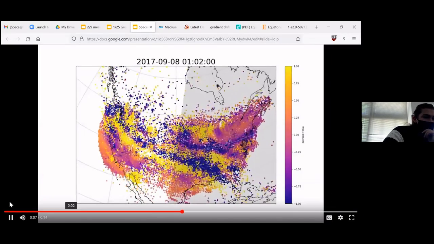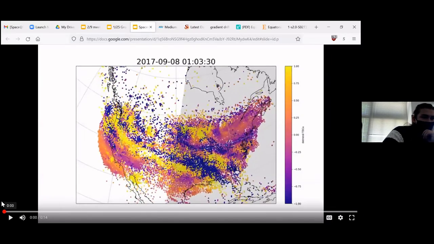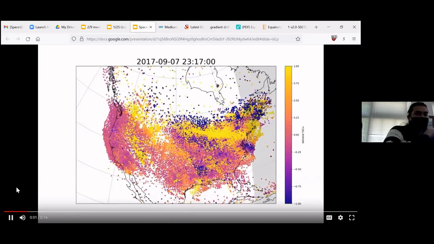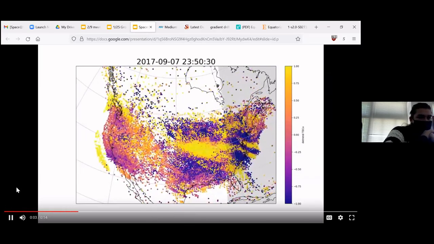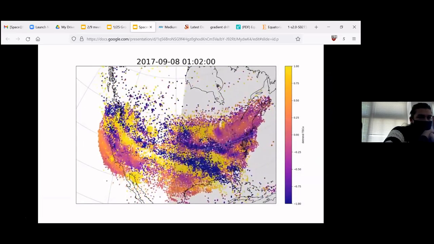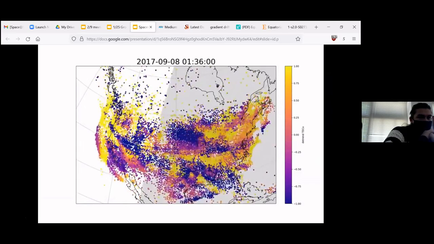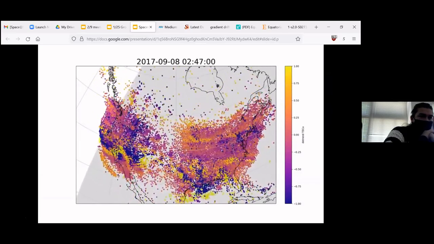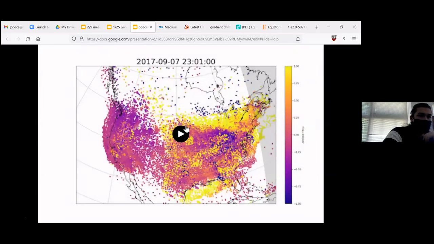These animations I made are very cool to see actually. You can see how things move westwards, you can see the waves. You can also see that the TEC scale of -1 to 1 is pretty high. So here's the animation. There's a lot going on. These are just cool to watch as well.